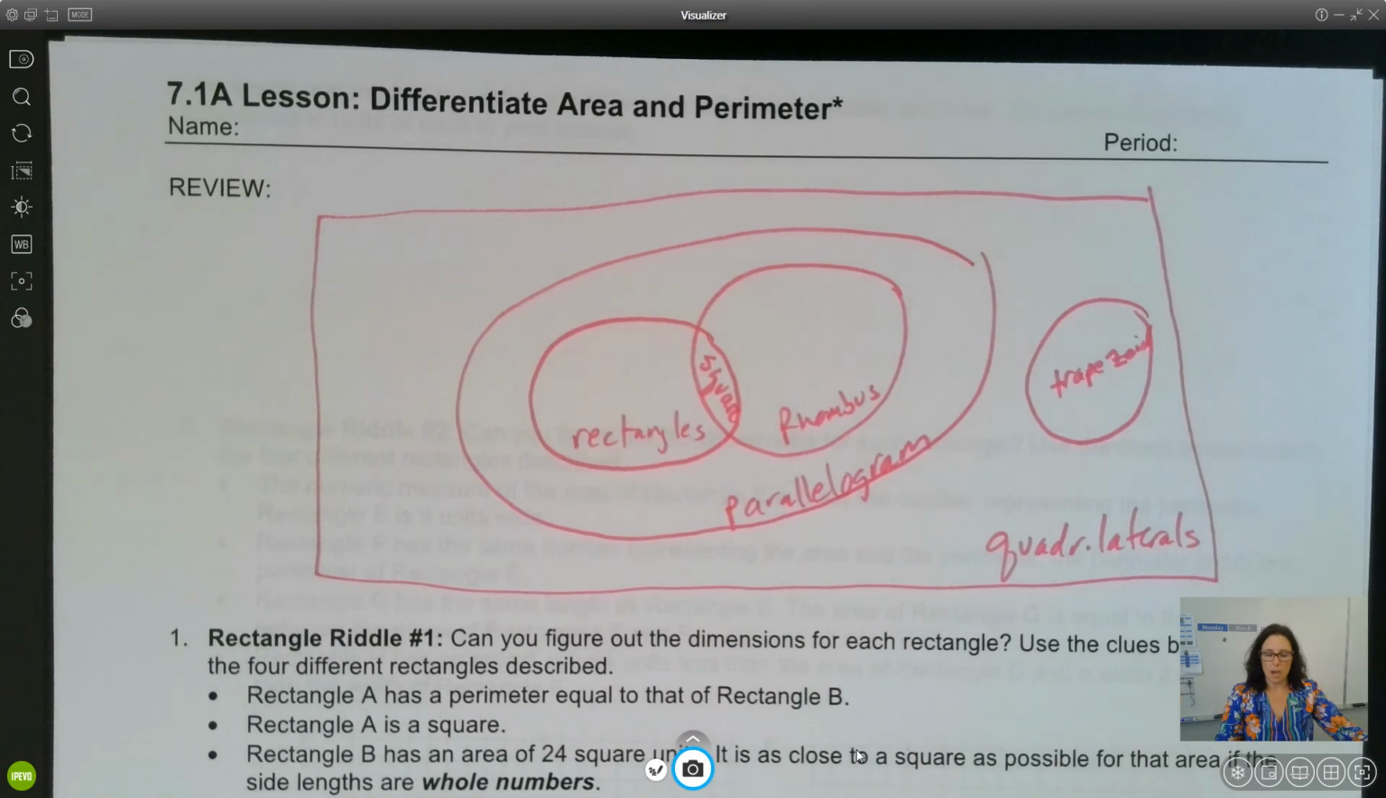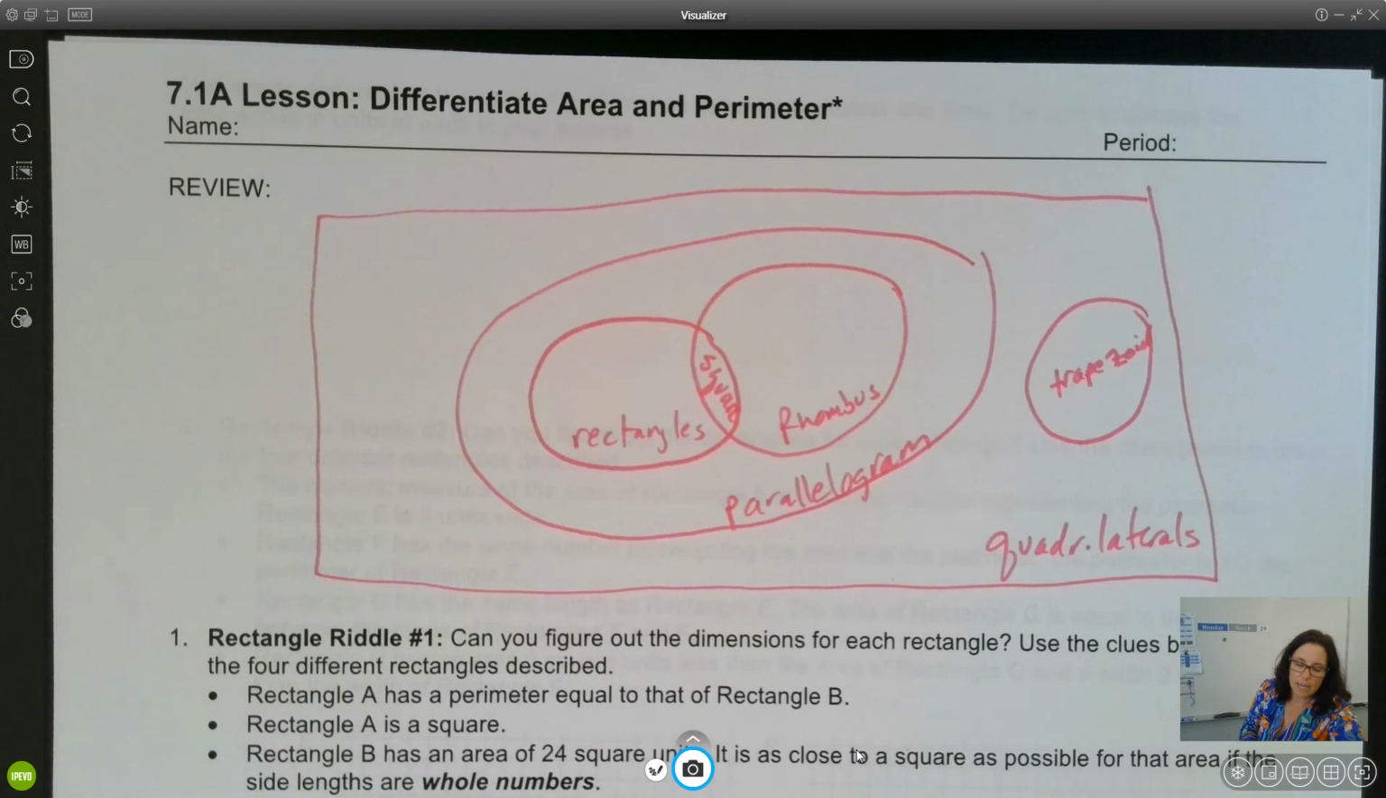All right, so we're going to do some of these riddles here. These are kind of for fun, just to get in the habit of what's area, what's perimeter, and how they relate to one another. First riddle: can you figure out the dimensions for each rectangle? Use the clues below to draw the four different rectangles described.